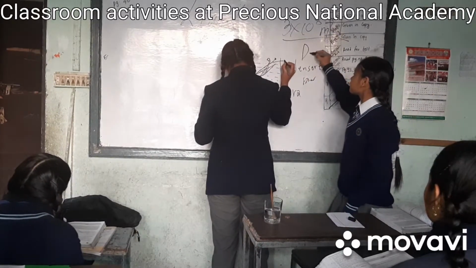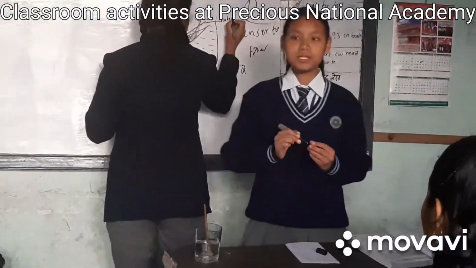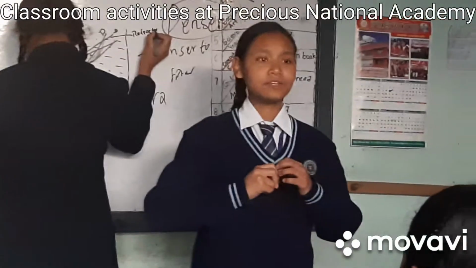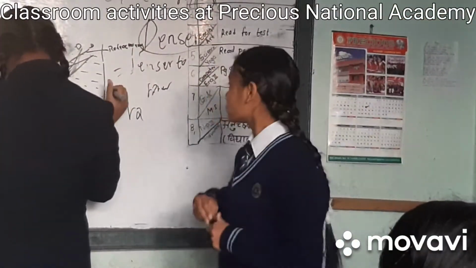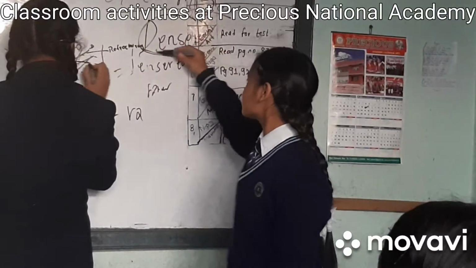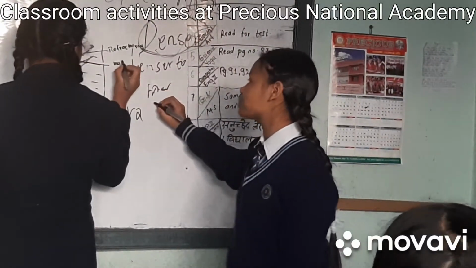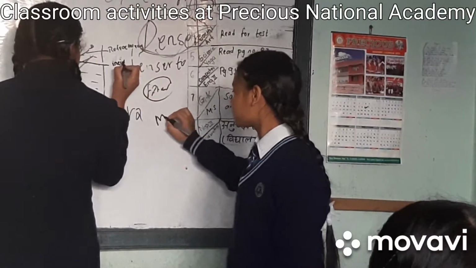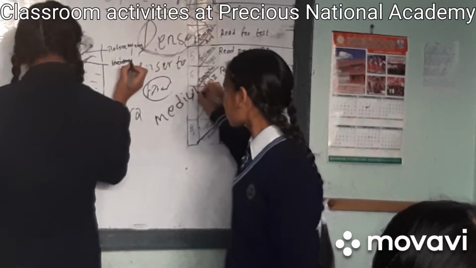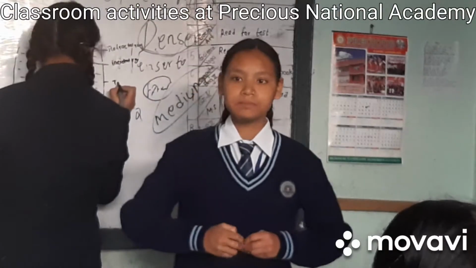First of all, denser medium. What is meant by denser medium? The medium where the speed of light is less is called the denser medium. And the medium where the speed of light is more and density is less is called the rarer medium. Did you get the idea about rarer and denser medium?